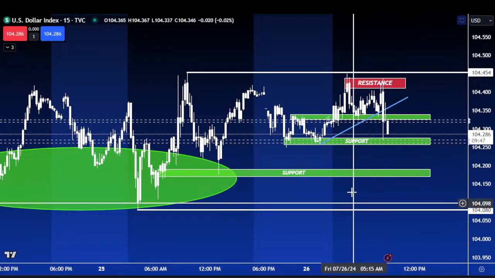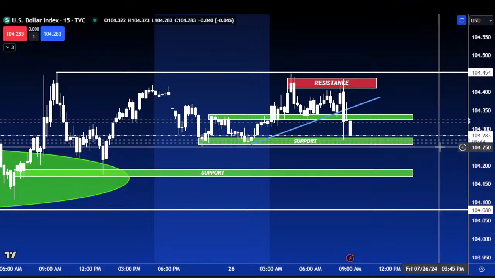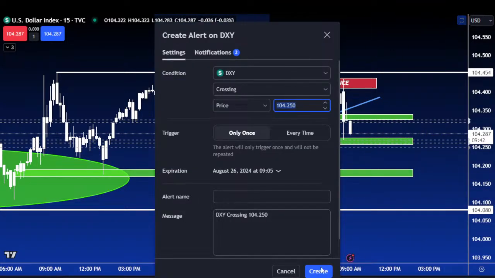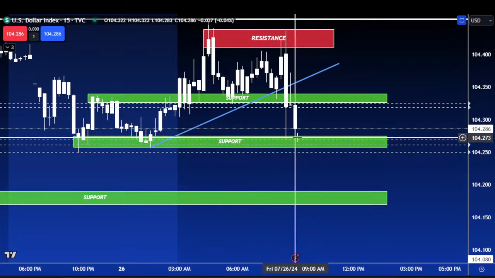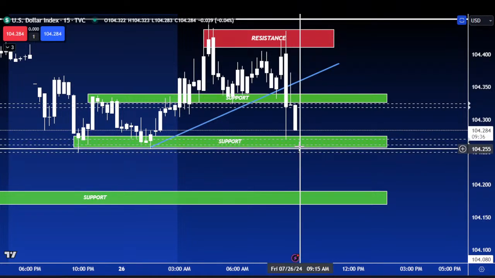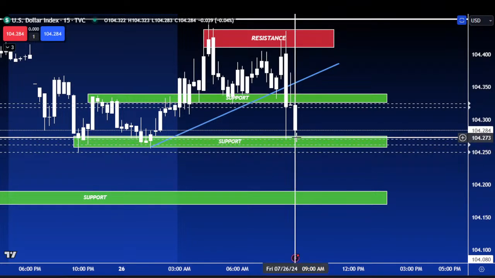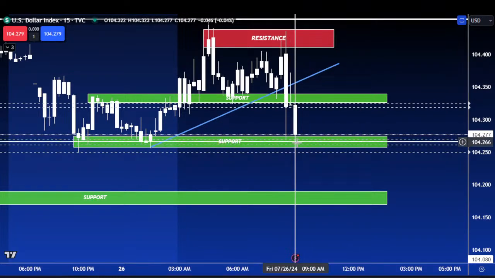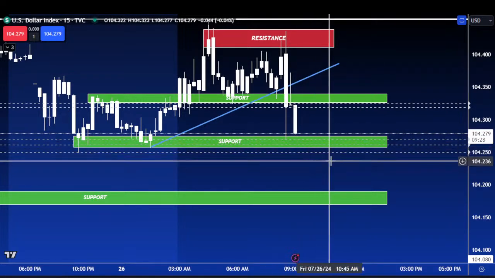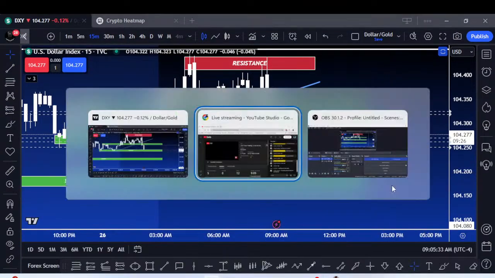All right. So there we go. We are falling. But don't be surprised if we reject this area once again, once we get up in here. We may not respect it and rise, but don't be surprised if you don't see a candle that rejected this area. That's just what it is.